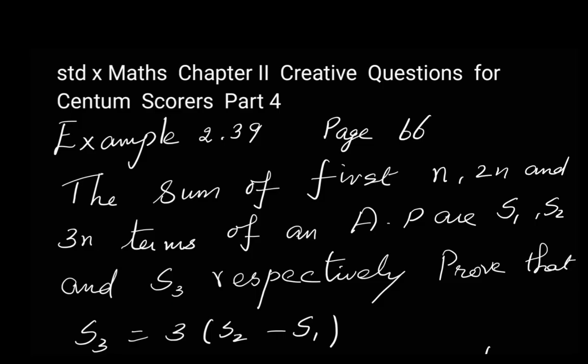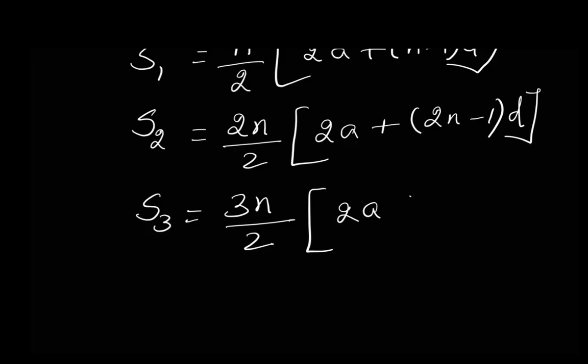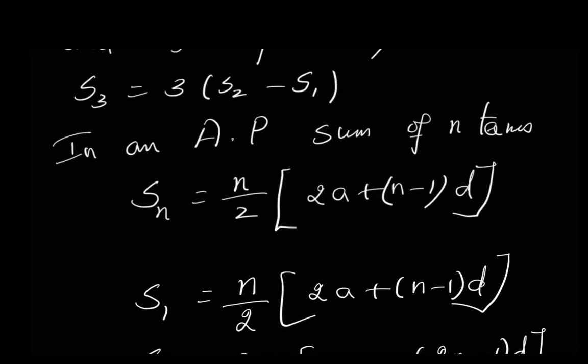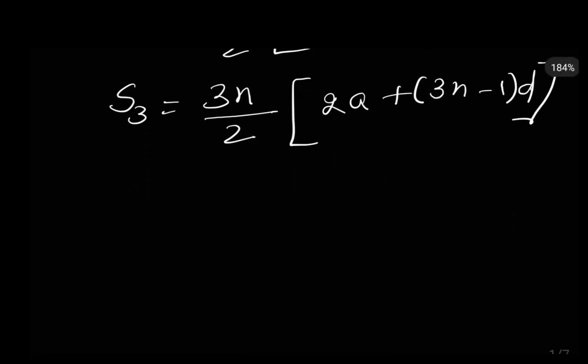Then S3 is the sum of 3n terms: 3n by 2 into (2a plus (3n minus 1) into d). This is our original formula. For S1 it is the same formula with n terms. S2 is the sum of 2n terms, so replace n as 2n. Then S3 is the sum of 3n terms, so replace n as 3n.